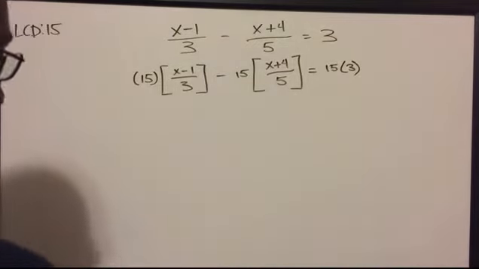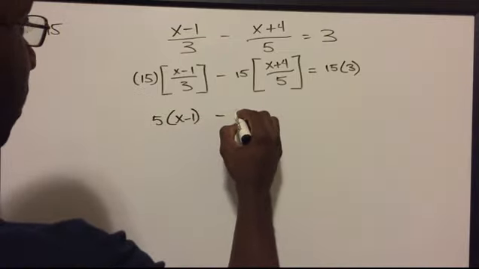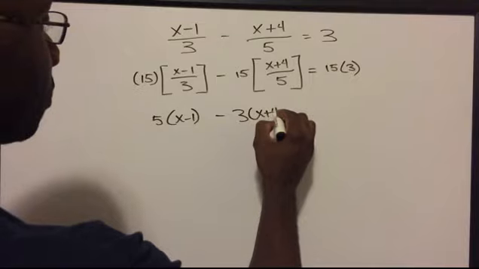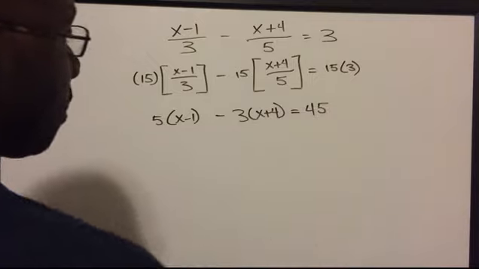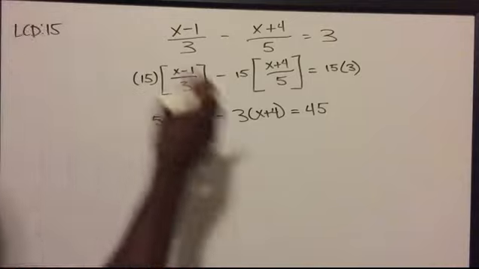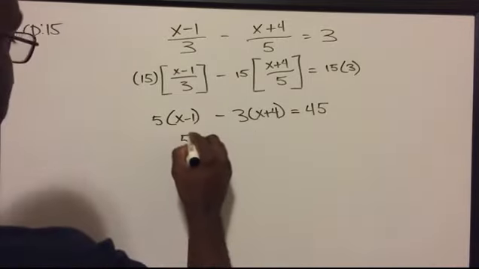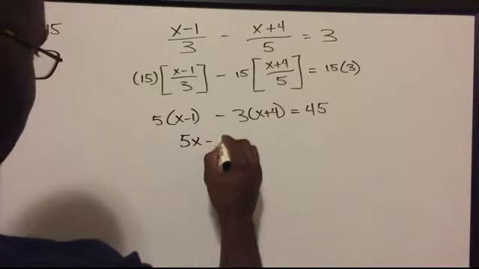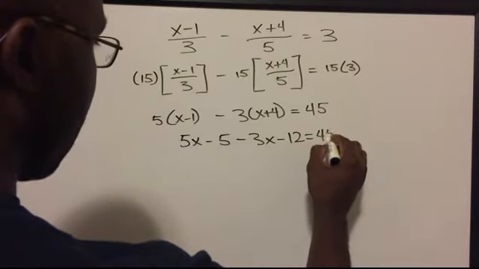Here, what we have is 5 times x minus 1 minus 3 times x plus 4 is equal to 45. Great. Now we've gotten rid of the fractions. We're just dealing with a straight linear equation now. No fractions at all. So this should be fairly simple, being that we would distribute this 5 throughout and distribute that 3 throughout there. Once we do that, then we have 5x minus 5 minus 3x minus 12 equals 45.